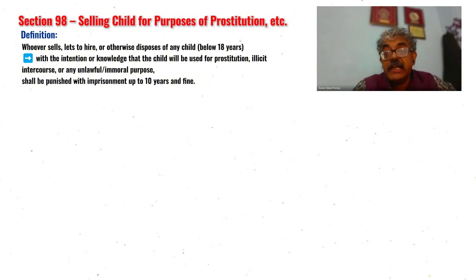Similarly, section 98 of BNS, which corresponds with section 372 of IPC, uses the word child, which again, as I said, refers to a person under the age of 18 years. So these are a few important and key provisions and changes as far as offenses against women and children are concerned.